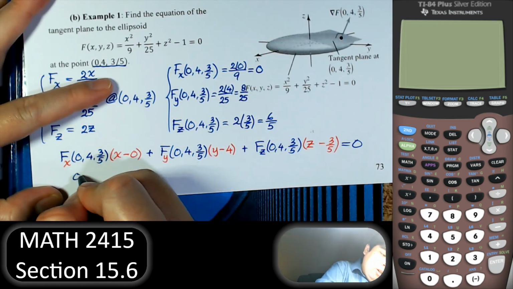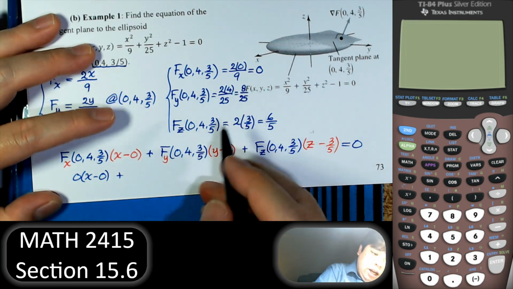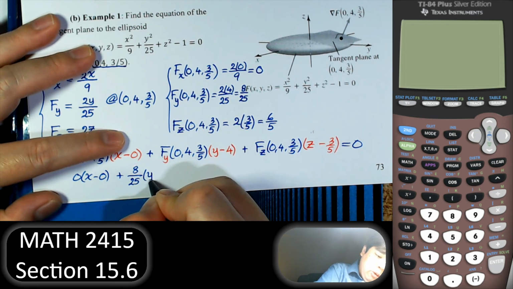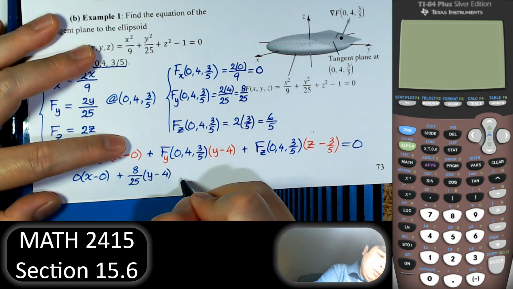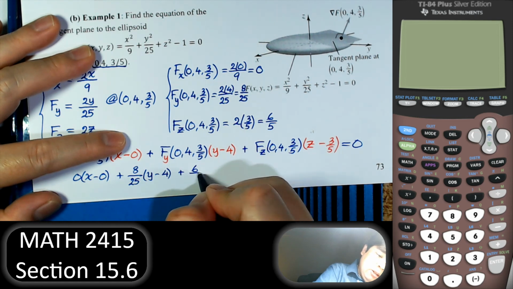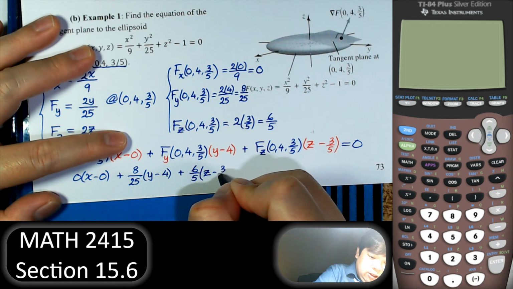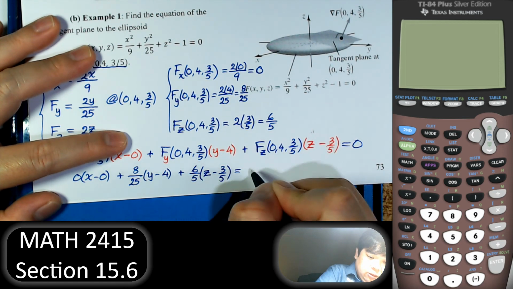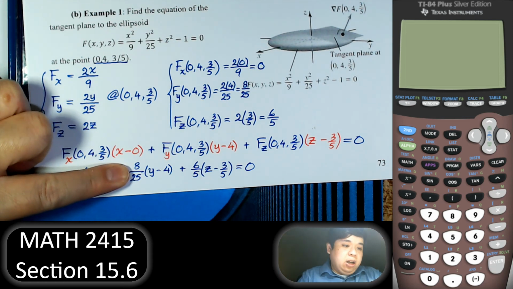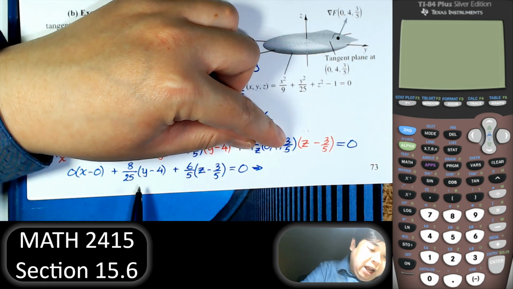Or we can write it in dot product form, but I write it like this. So we have 0 times x minus 0, plus 8 over 25 times y minus 4, plus 6 over 5 times z minus 3/5. Right. So yeah, that is the equation of a plane. If we want to, we can multiply it out. I will multiply it out.